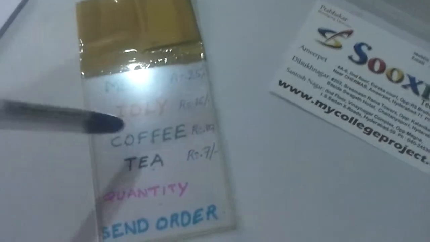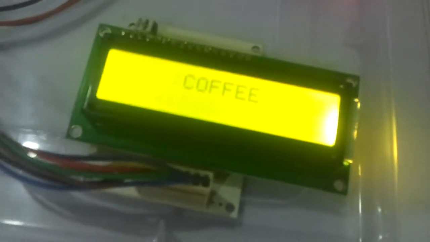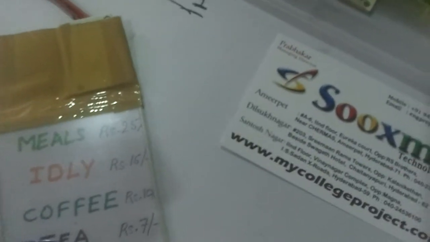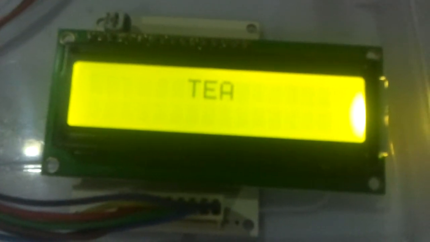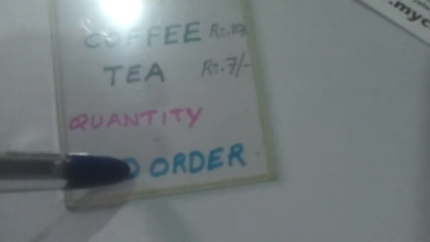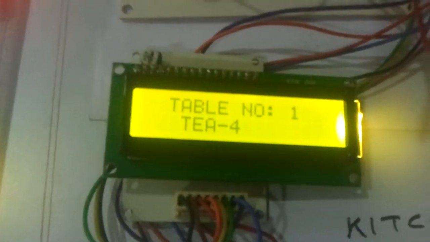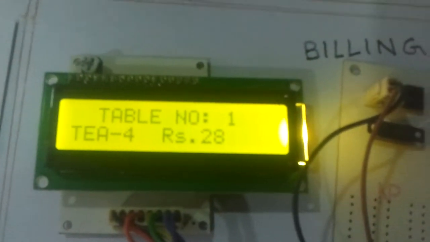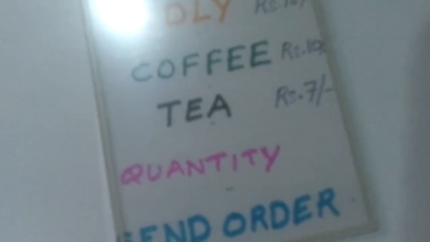Similarly, if I order coffee, coffee will be displayed. If I press coffee by mistake, you can always select the item tea here, so the previous selection will be ignored. Suppose I need 4 quantity, and each tea costs 7 rupees. When I press send order, it shows table number 1, tea 4 numbers, and at the billing counter it shows table number 1, 4 teas at the rate of 28 rupees, because each tea was 7 rupees. So this mathematical calculation is done at the receiving end.